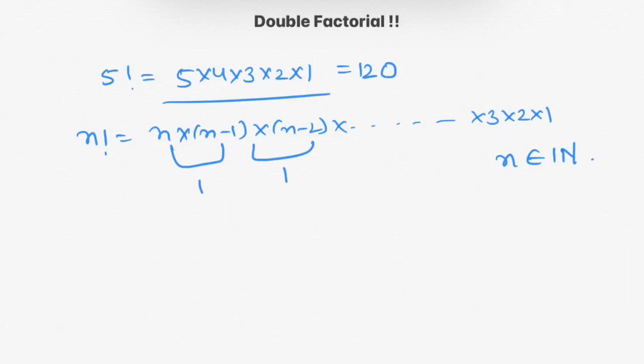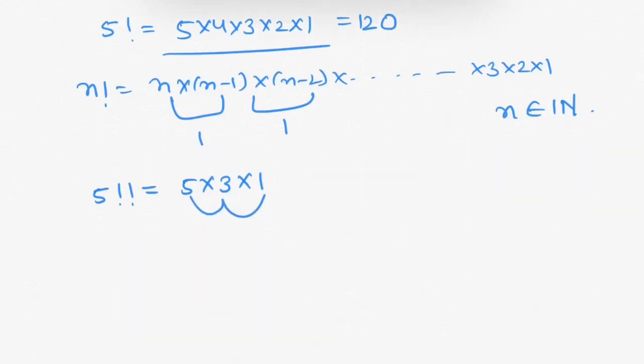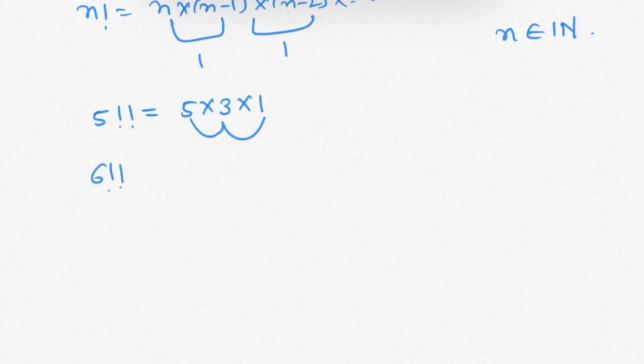Suppose I have 5 double factorial, then this equals 5 into 5 minus 2, that is 3, into 3 minus 2, that is 1. So here the difference of every adjacent term is 2. Similarly, if I have 6 double factorial, then this equals 6 into 6 minus 2, 4, into 4 minus 2, that is 2. That means double factorial of an odd number ends with 1 and double factorial of an even number ends with 2.